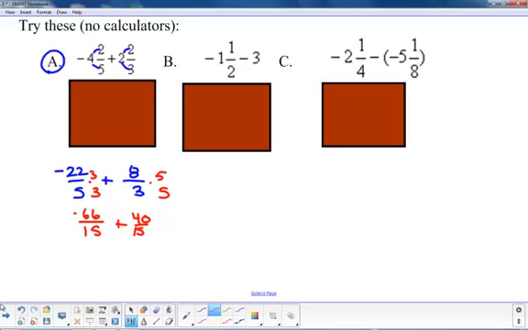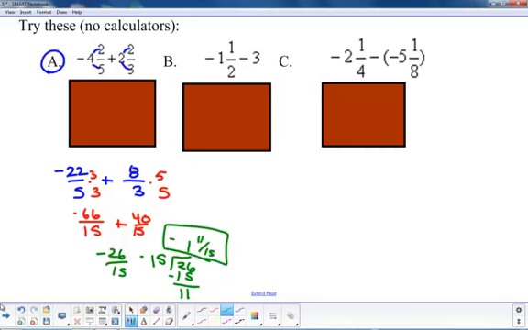So negative 66 plus 40 would be negative 26 over 15. And if you divide 15 into 26, you get 1, and you have 11 left over. So 1 and 11 over 15. Negative, because that was a negative. So the whole thing is a negative because the bigger number is a negative.